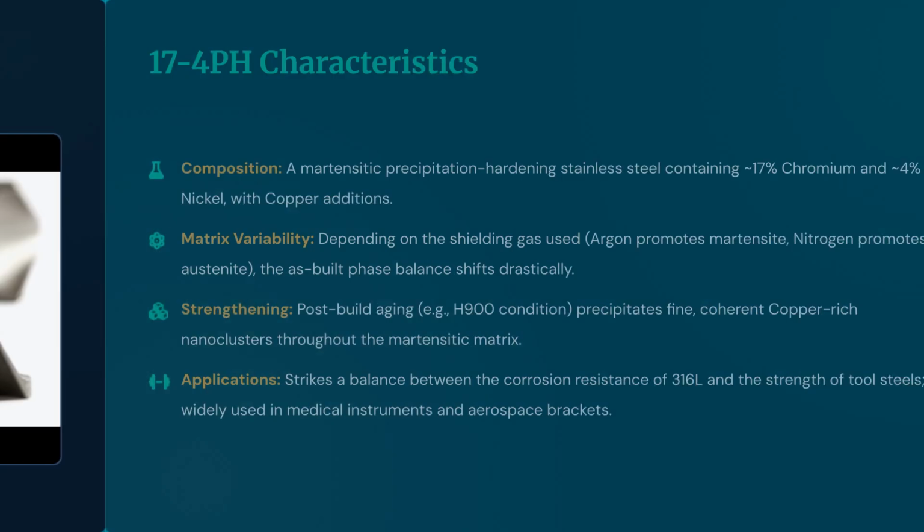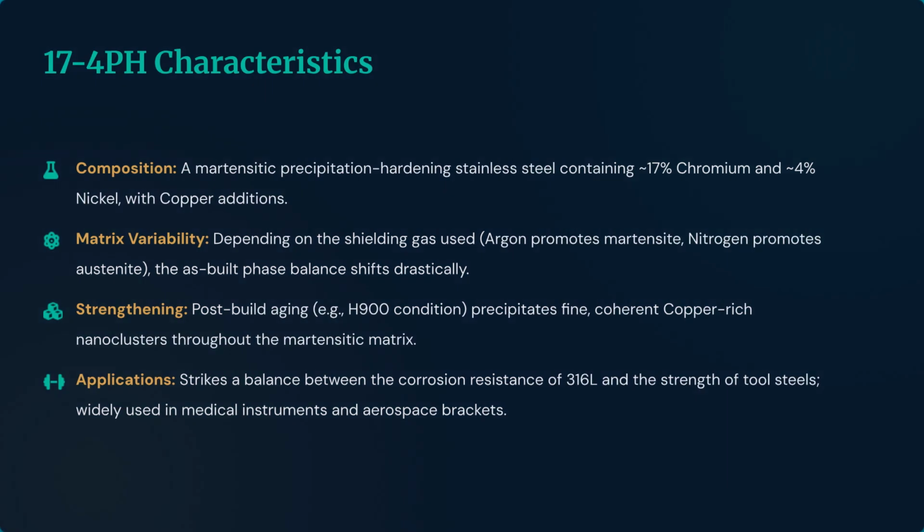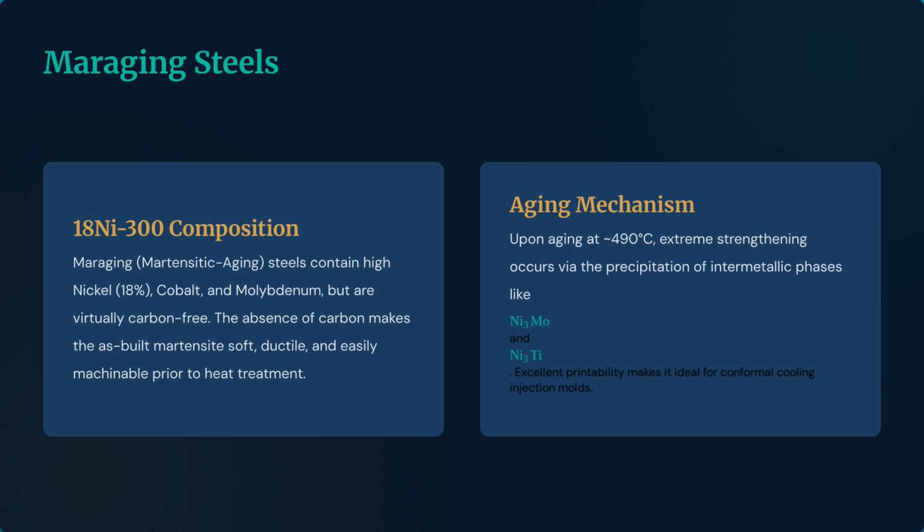diverse applications. Next, let's examine 17-4 PH, a precipitation hardening stainless steel. Its unique ability to balance corrosion resistance with high strength makes it ideal for medical instruments and aerospace brackets. Maraging steels, like 18Ni300, are notable for being virtually carbon-free. Their ability to remain ductile after building, and then harden significantly during aging makes them exceptional for high-strength needs.